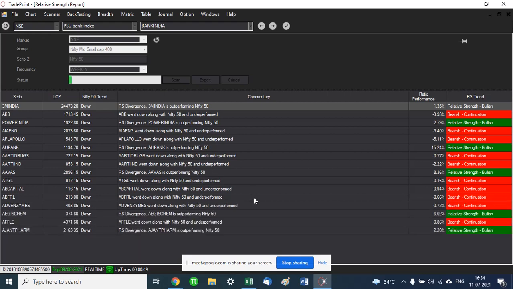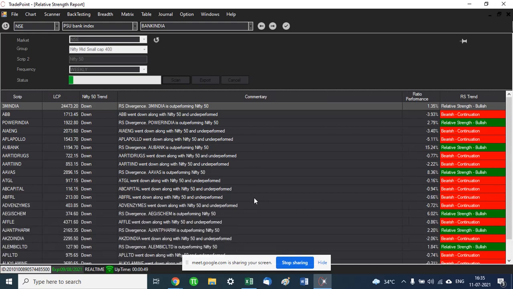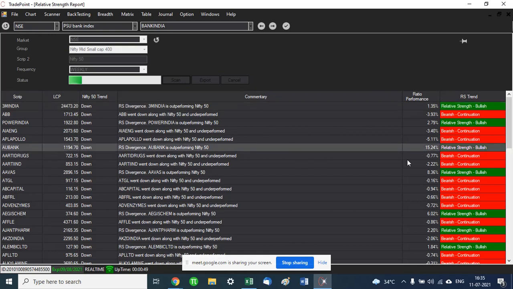This scan will take a little time to generate. What it basically does is compare the performance of the Nifty mid and small cap 400 stocks against Nifty 50 and tell us the ratio of underperformance or outperformance of each stock. So, for example, we can find here AU Bank, 15% outperformance. This score is positive, it's not negative, so that indicates outperformance. So AU Bank has outperformed Nifty by 15% on a weekly basis, so it's looking bullish.